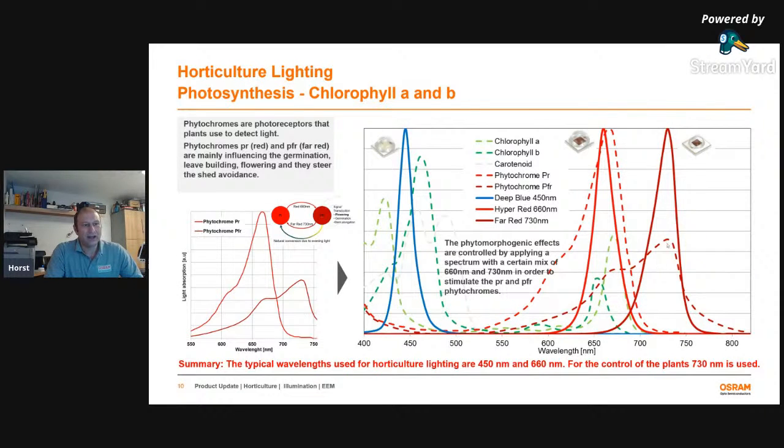The other part here, like far red, is interesting for controlling the morphogenesis of a plant. For example, the ratio between 660 nanometers and 730 nanometers can influence the morphogenesis of the plant, which means growing faster or getting taller, germination, or inducing flowering. All these things can be controlled or influenced by this ratio.